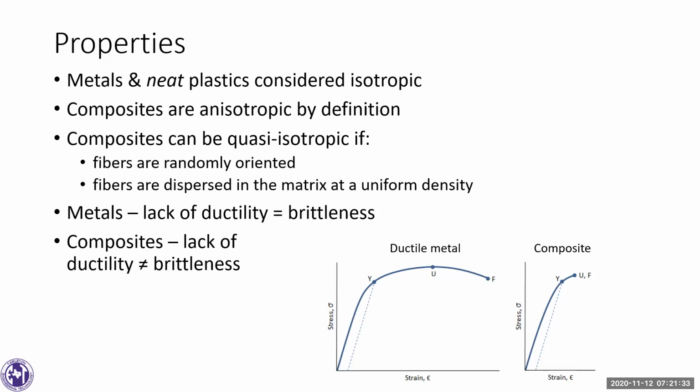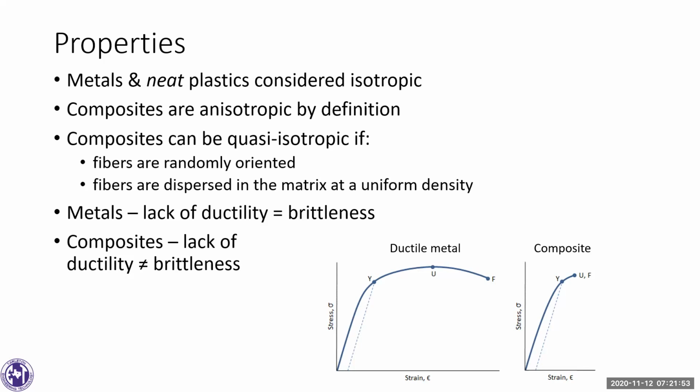Composites inherently have different properties in different directions because of the directional properties of the reinforcements. Composite materials can be quasi-isotropic or nearly isotropic if the reinforcements are randomly oriented and dispersed in the matrix at a uniform density.